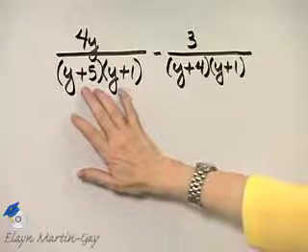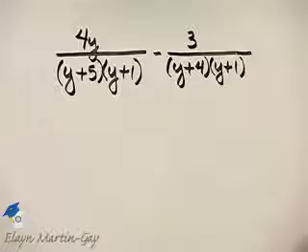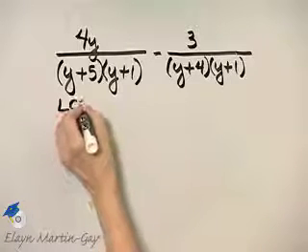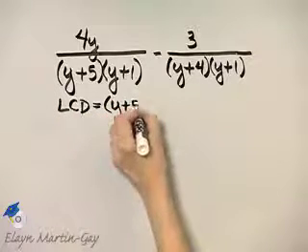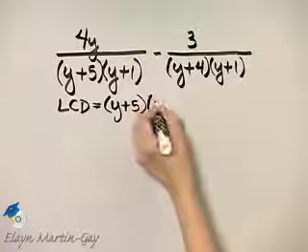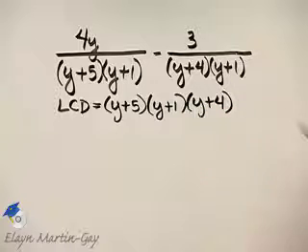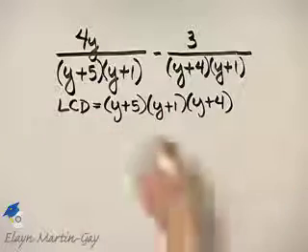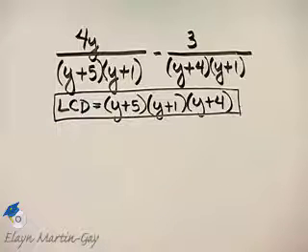The first one factors as y plus 5 times y plus 1. Second one factors as y plus 4 times y plus 1. I need that to find my least common denominator, and it is y plus 5. I need that factor. I need the factor of y plus 1, and I need the factor of y plus 4. And notice I already do have that factor of y plus 1. So here is my least common denominator. Now I need to write each rational expression as an equivalent rational expression, but with this as denominator.